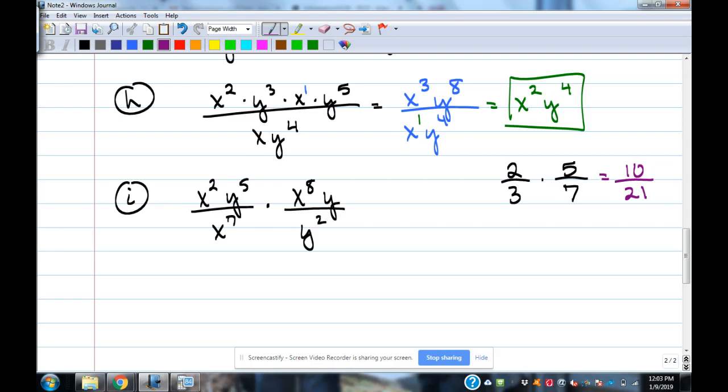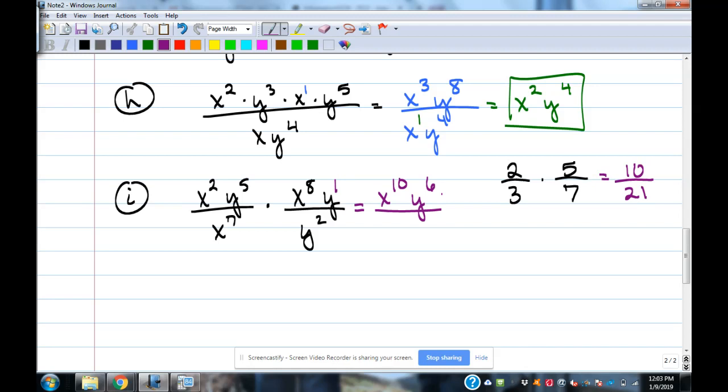Now for this, we've got x squared y to the 5th times x to the 8th y, and on the bottom we've got x to the 7th y squared. We want to do that multiplication first and then do our division last. On the top part, because we're multiplying x squared times x to the 8th, x to the how much? 10th power, very good. X to the 10th, because they're the same base, we can add the exponents. Y to the 5th times y gives us y to the 6th, because we have 5 plus 1. The bases are the same. We're adding.